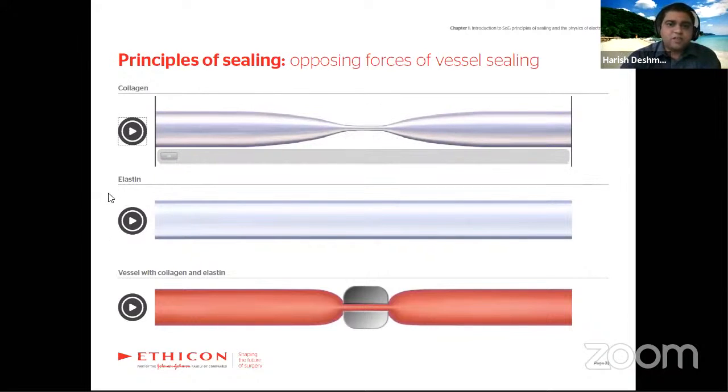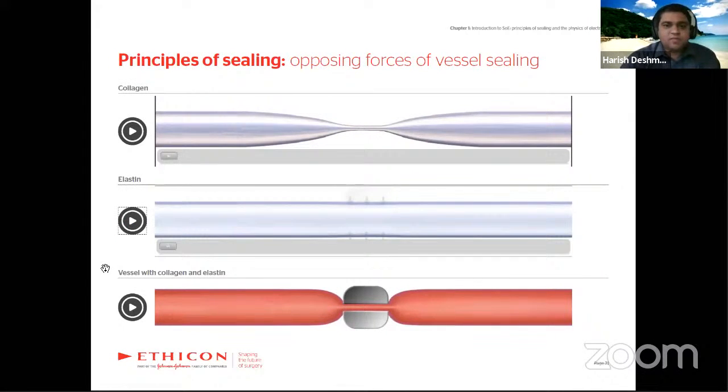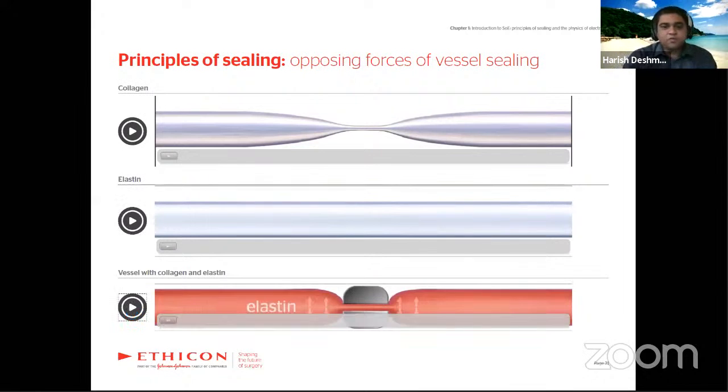So this is what actually happens when we apply a vessel sealing in collagen. With only elastin, this is what happens, and it opens up again. So sealing any tissue which has more elastin ratios will always have an issue because it has a property of coming back to its original position, which is called tissue hysteresis. So vessels with collagen and elastin put together, this is how it actually looks when you're ligating a vessel.